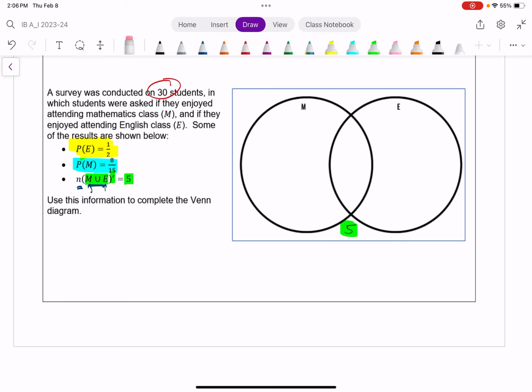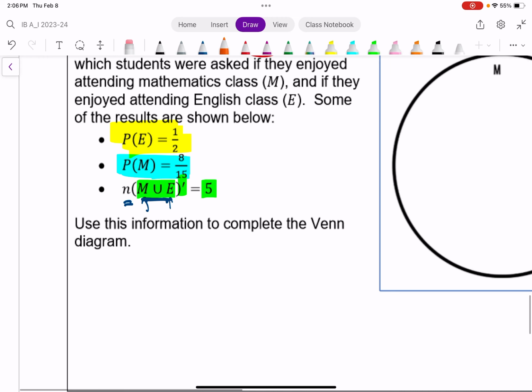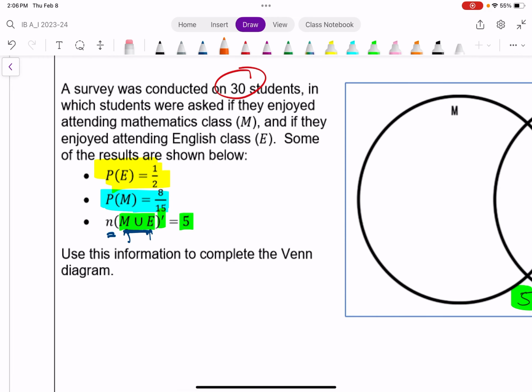Okay, so I know that. What else do I know? Well, if I look at English, half the students enjoy English, half of 30. So I know this leads to half of 30 being 15, 15 students. I have 8/15. Not quite as nice of a fraction, but a little bit more than half, because of course, slightly more students enjoy math than English. And so 8/15 of 30 is exactly 16 students.